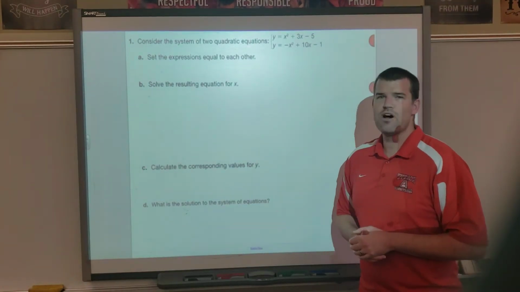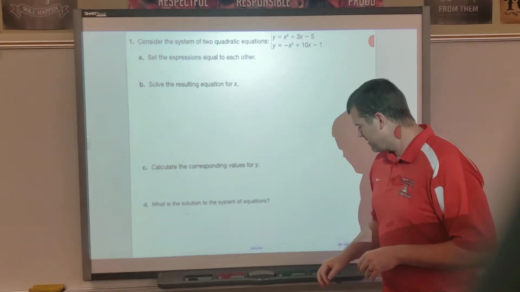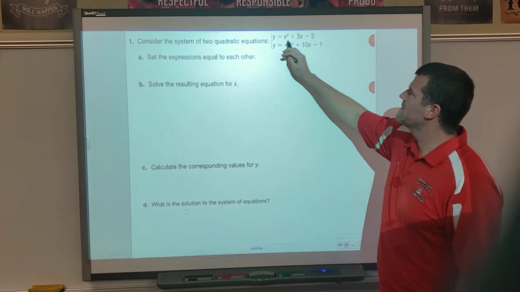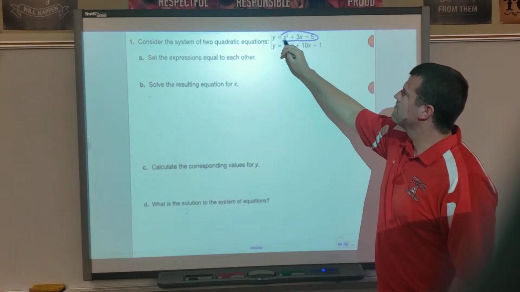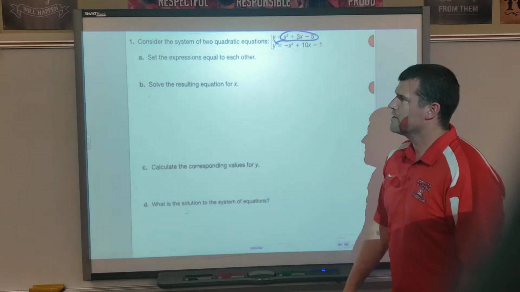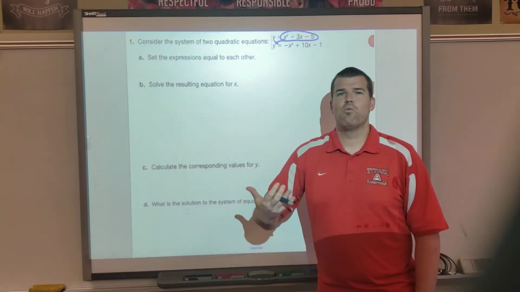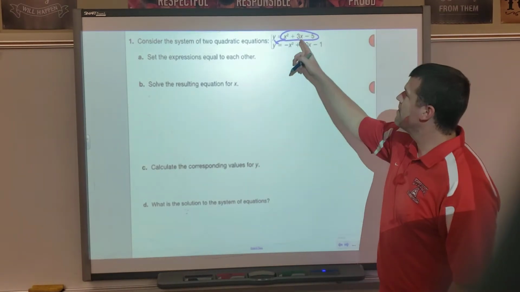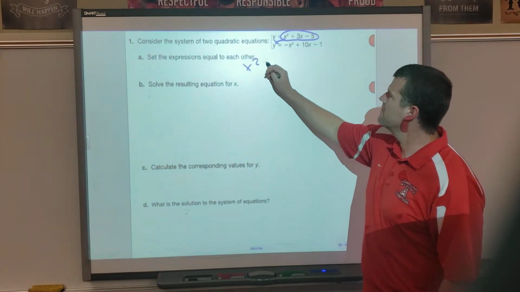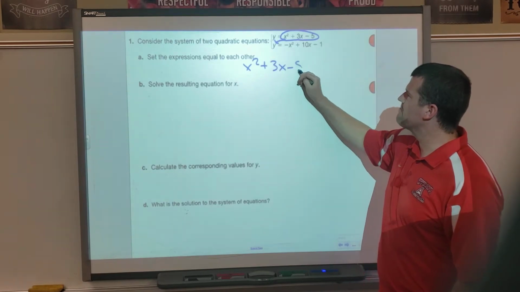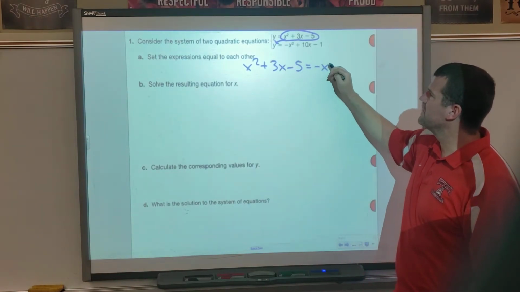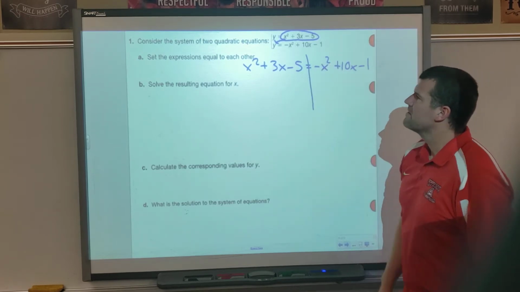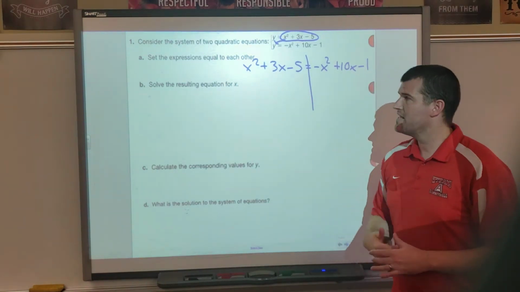Solving with 2 quadratics. So similar to what we did yesterday, if we have 2 equations that both start with y, we can take one equation and plug it in for the y of the other equation. The only difference today is one of the equations is not linear. Today, both of them are quadratics. So when I plug this in, I get x squared plus 3x minus 5 equals negative x squared plus 10x minus 1. So I've got 2 sets of x squared, and that's fine.